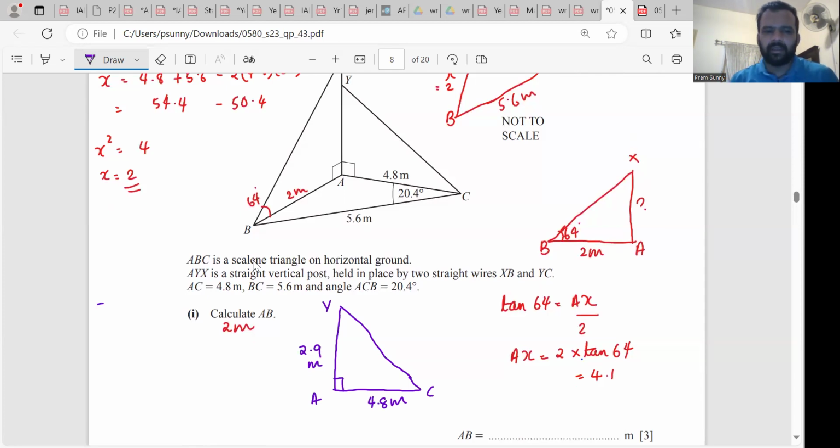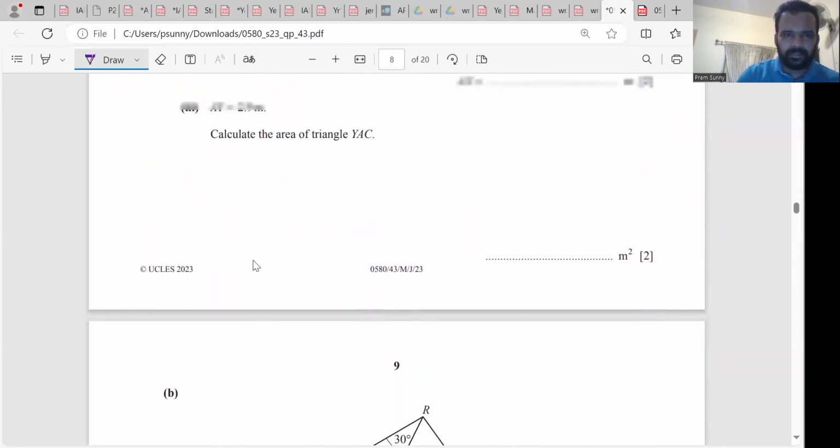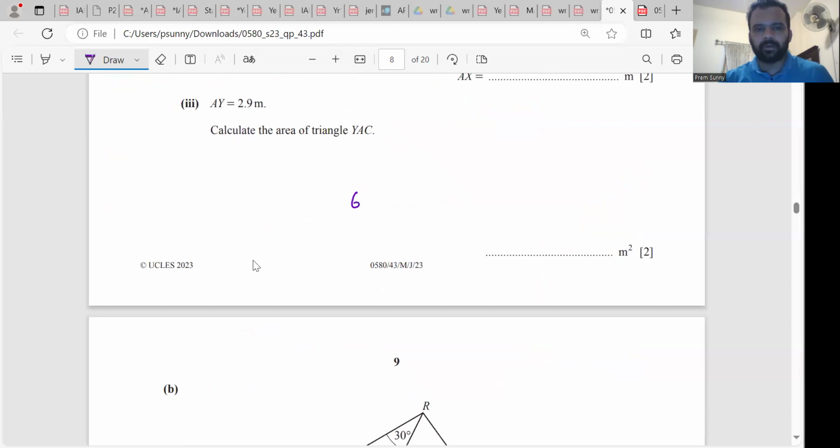To find the area of a triangle, it is base times height divided by 2. So 4.8 into 2.9, the whole thing divided by 2, will give me an answer of 6.96. Since it is area, meter square will be the unit. The area will be 6.96 meter square.